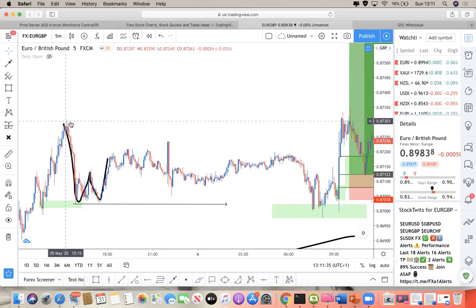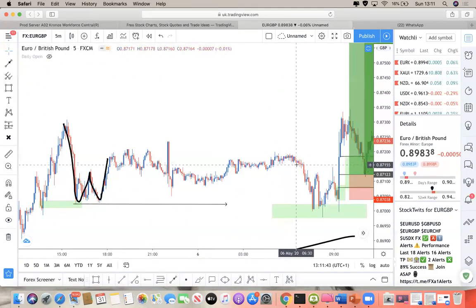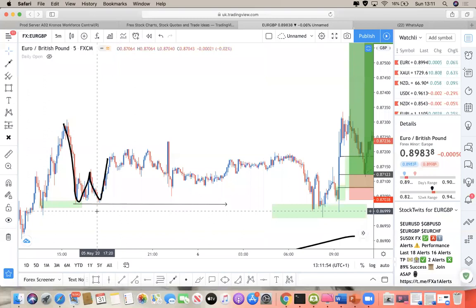I look at what the Asian session did. Did it give me a W? Did it give me an M? All I'm going to do is wait for the Frankfurt Open, the German market open, which happens at 7 o'clock. What happens is the German market is going to take away the liquidity above the M, or the liquidity above the W.